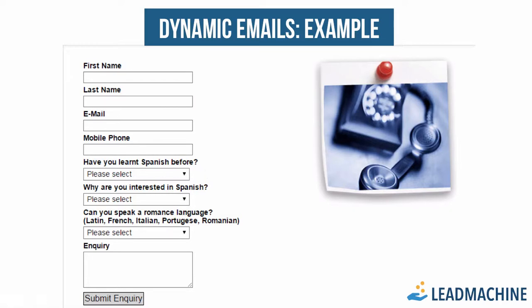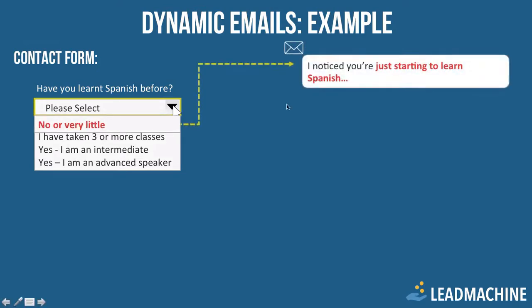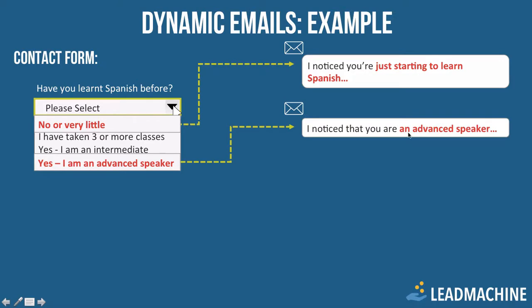The way that this email is created is really interesting, because for the first question it says, have you learned Spanish before? And if they choose no or very little, the first paragraph of that email will say, oh, I noticed you're just starting to learn Spanish. But if they said instead, yes, I'm an advanced, it will say, well, I noticed you're an advanced speaker.